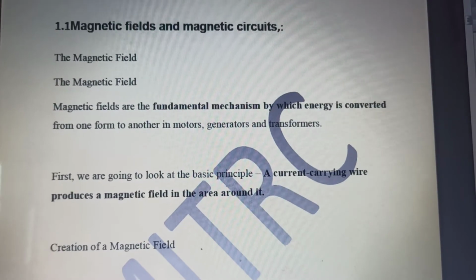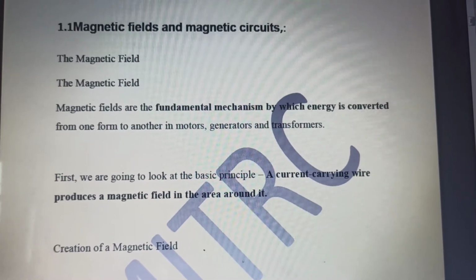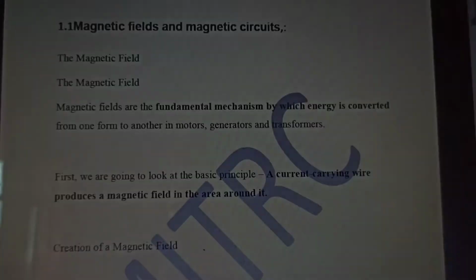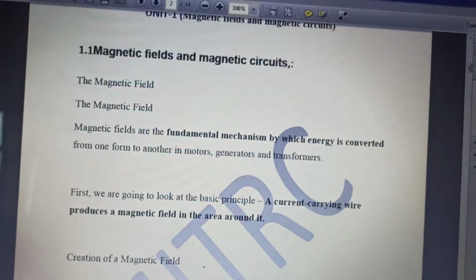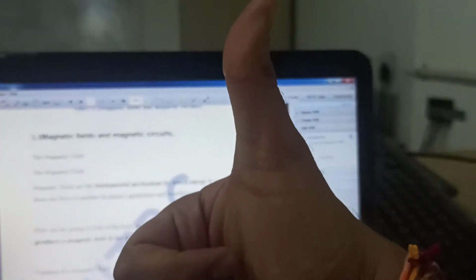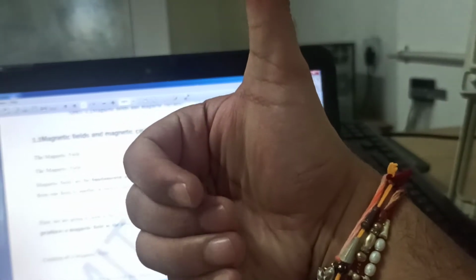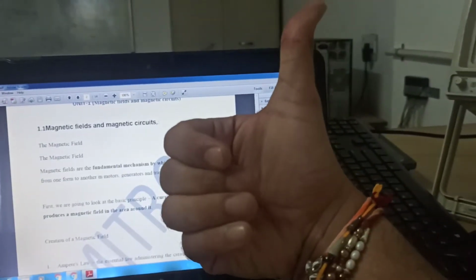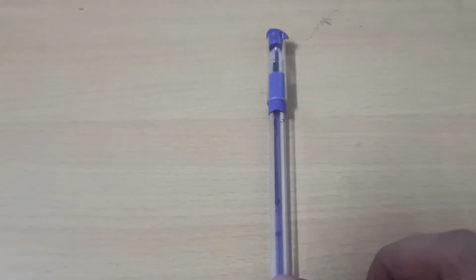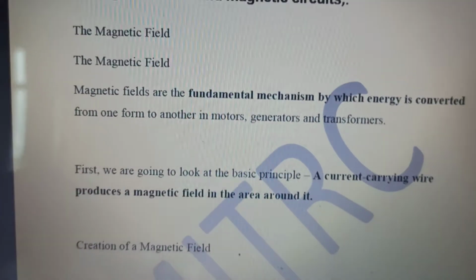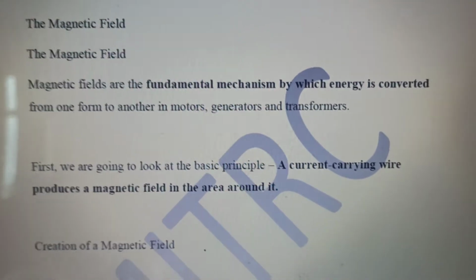Now, the second very basic and important principle. A current carrying wire will produce a magnetic field in the area around it, which is given by the right hand curl rule. Have a look at this. If my thumb is pointing in the direction of current, then the way in which I curl my fingers gives the direction of the magnetic field. For example, this is a current carrying wire, I put my thumb in this direction, and then I make the curl. The direction of the magnetic field becomes quite easy to understand.